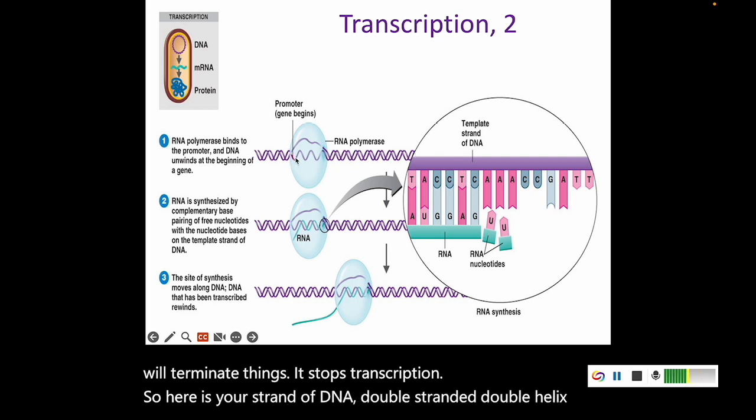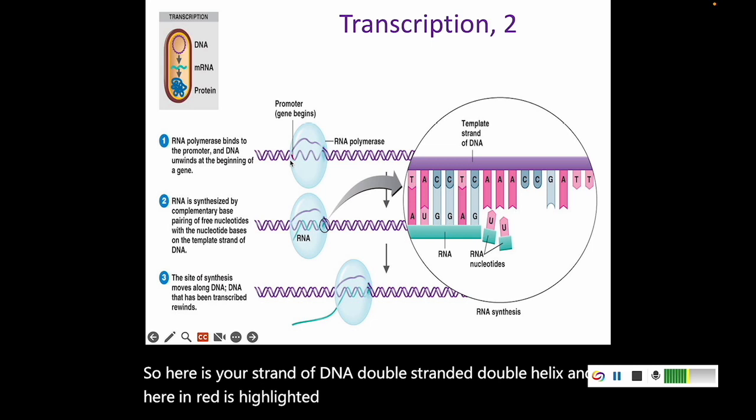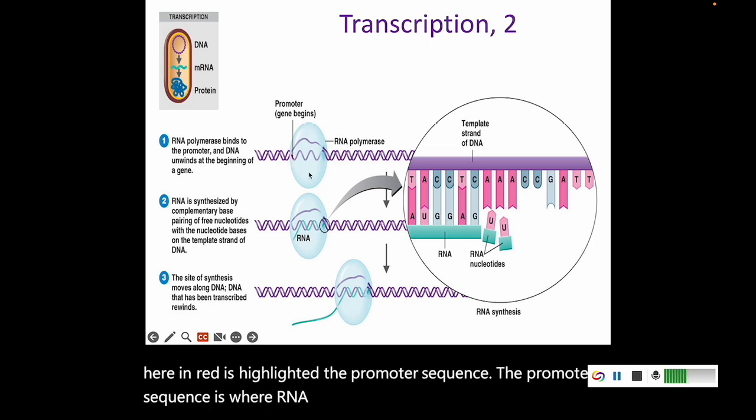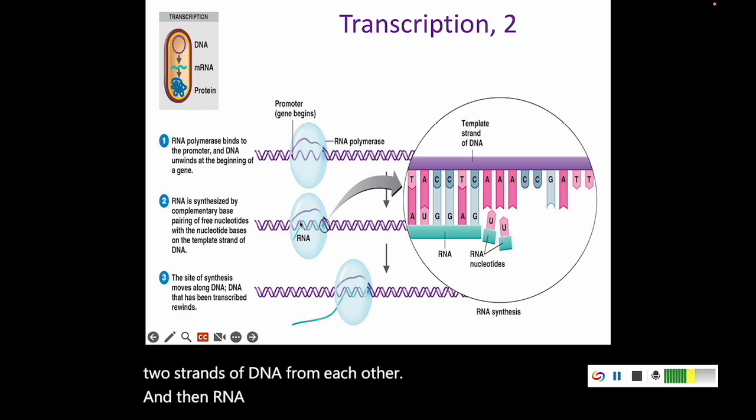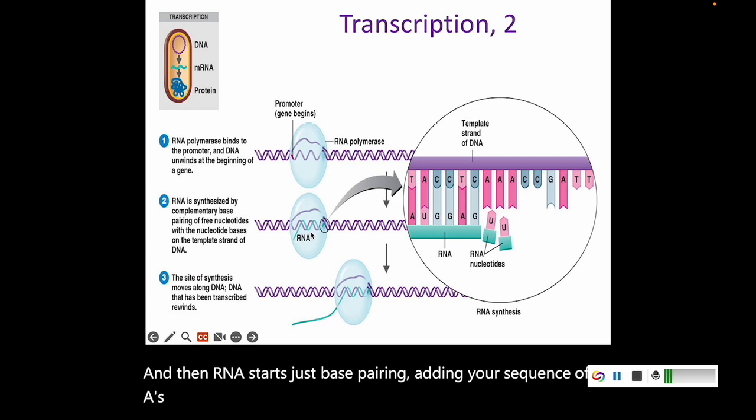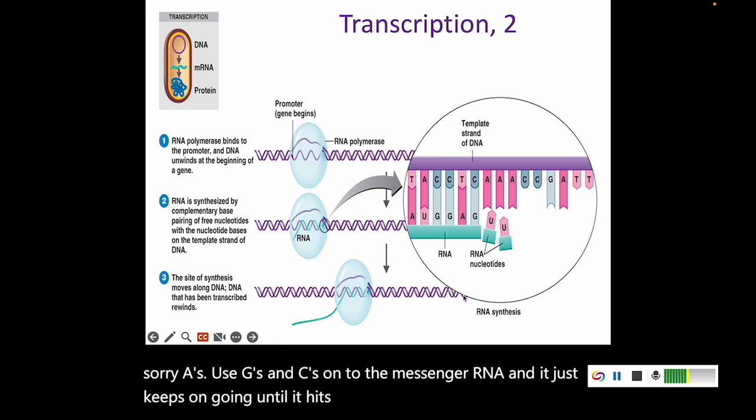So here is your strand of DNA, double-stranded double helix. And here in red is highlighted the promoter sequence. The promoter sequence is where RNA polymerase binds. And it separates these 2 strands of DNA from each other. And then RNA starts just base pairing, adding your sequence of A's, U's, G's, and C's on to the messenger RNA. And it just keeps on going until it hits the terminator sequence.